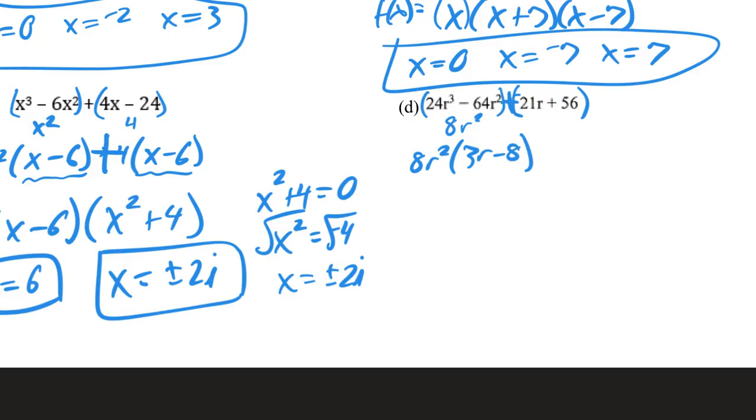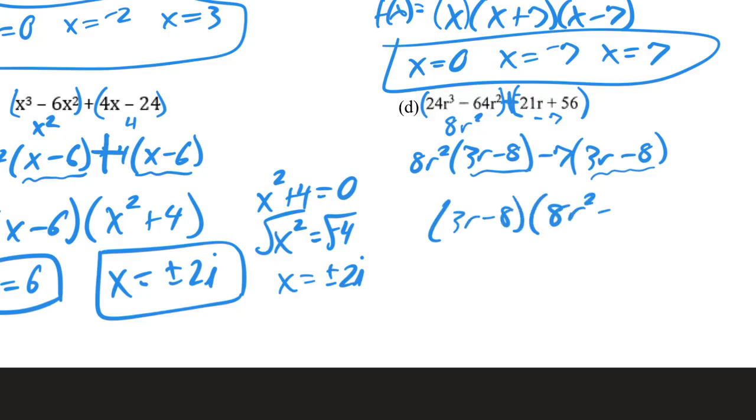7. But I do want this to end up being a positive 3r, so I'm going to take the negative out with it. So I'm going to take a negative 7 out, so that I can force that lead term to be positive again. So minus 7 comes out. 21 divided by 7 would be 3r. 56 divided by negative 7 would be minus 8. We get what we want to have that repeated factor. So my factors would be 3r minus 8 and 8r squared minus 7.